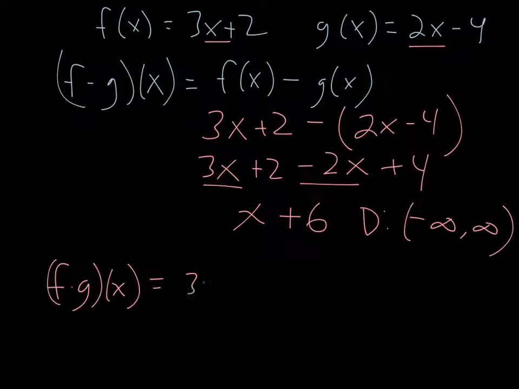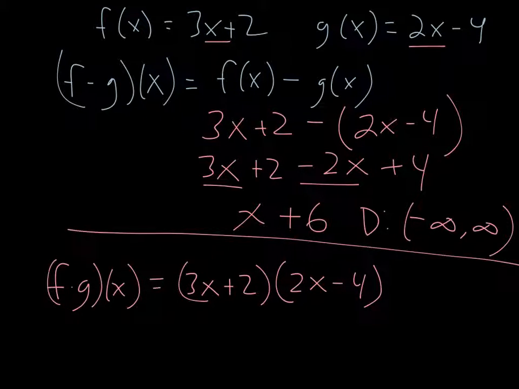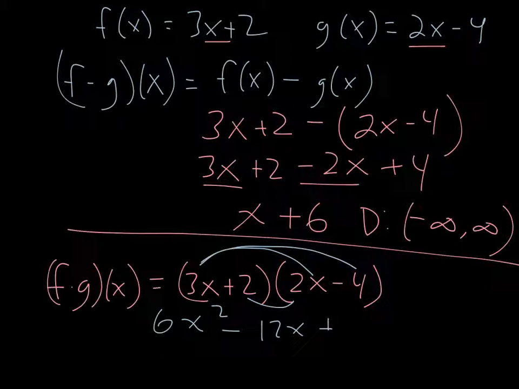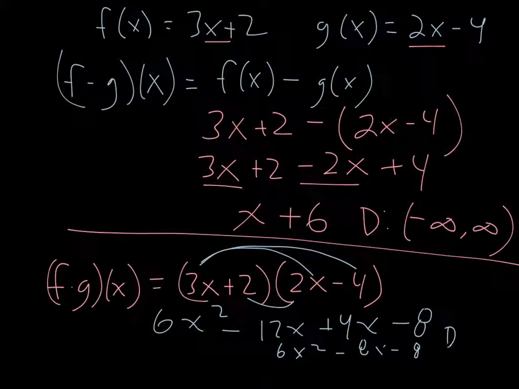What about in f times g of x? That would be 3x plus 2 times g of x, or 2x minus 4. So, exciting, we get to FOIL. So what's that? 6x squared minus 12x plus 4x minus 8. And in combining like terms, we'll have 6x squared minus 8x minus 8. Looks like my domain is still negative infinity, oh, sorry, I'm running out of space, to infinity. What about when we divide?